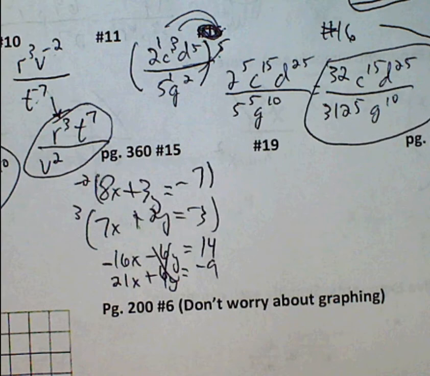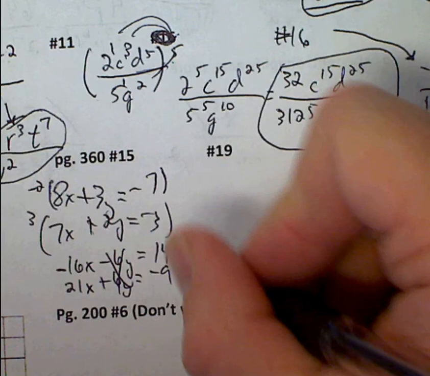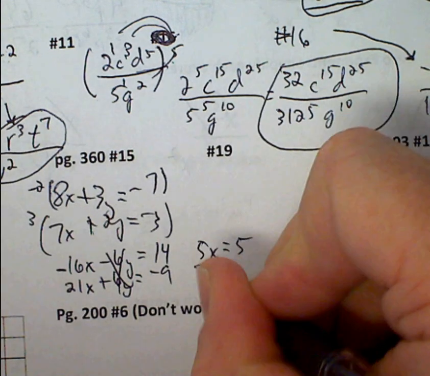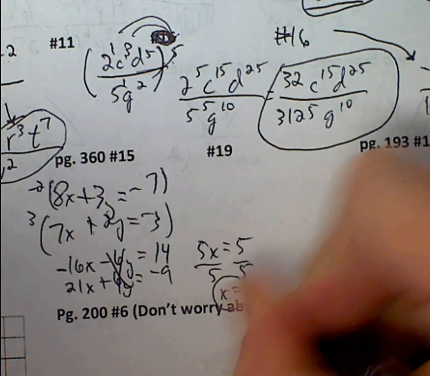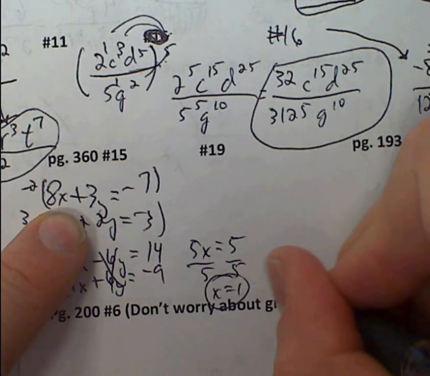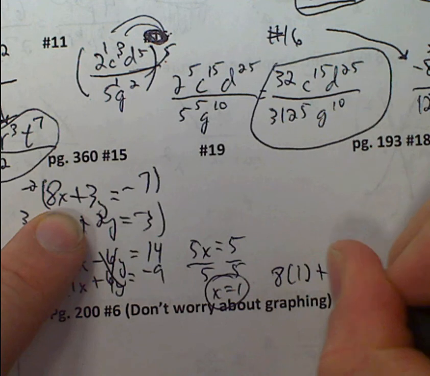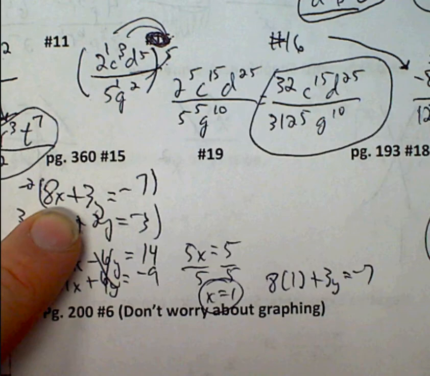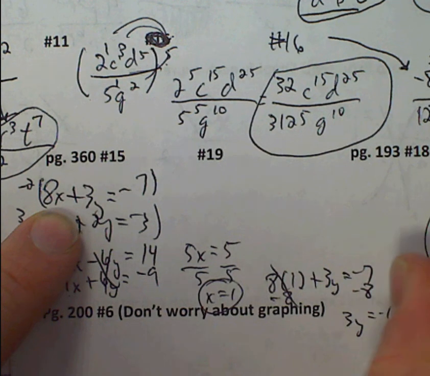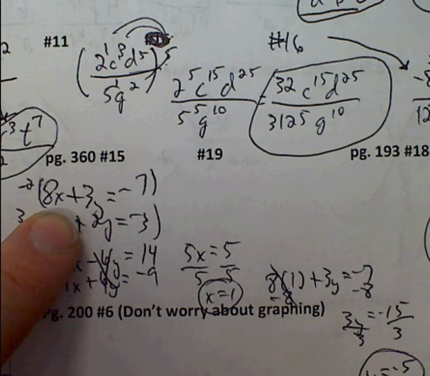This eliminates. -16 plus 21 is 5x. 14 minus 9 is 5. Divide by 5, x equals 1. I substitute. Plug this back into the x. 8 times 1 plus 3y equals -7. Minus 8 minus 8. 3y equals -15. Divide by 3, y equals -5.